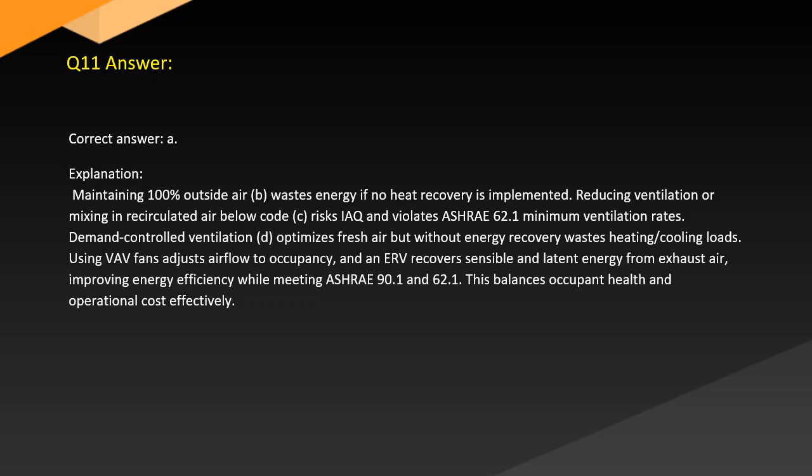Maintaining 100% outside air (B) wastes energy if no heat recovery is implemented. Reducing ventilation or mixing in recirculated air (C) risks violating ASHRAE 62.1 minimum ventilation rates. Demand control ventilation (D) optimizes fresh air but, without energy recovery, wastes heating and cooling loads.